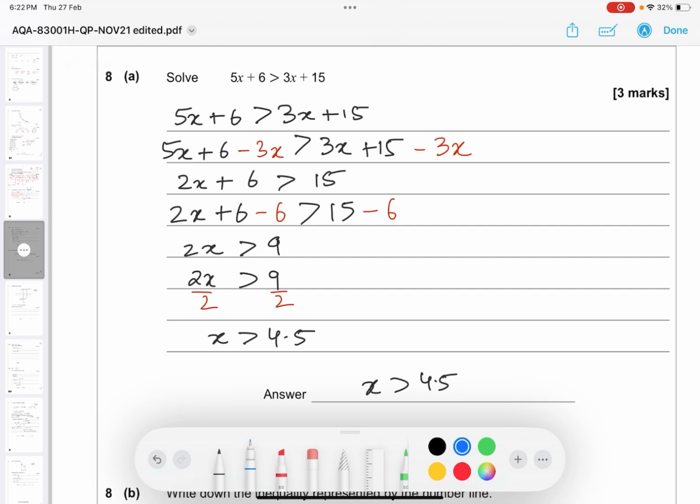Now we have to solve. This is the question which we have. Now firstly, I will subtract 3x from both sides.